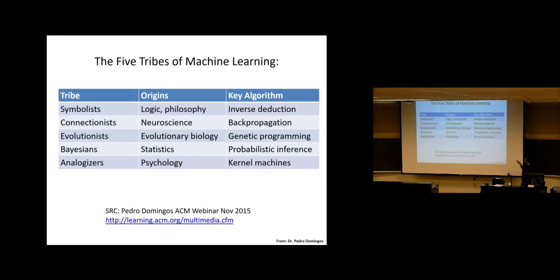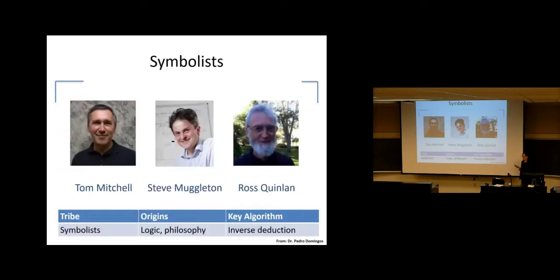This still seems kind of weird, right? What do you mean by inverse deduction, backprop, genetic programming, probabilistic inference, or kernel methods? So let's think about how to put them into those 5 nutshell modules we had. All right, the symbolist leading researchers are Tom Mitchell, Steve Muggleton, and Ross Quinlan. We already listed them here, right? Their main idea is logic. Actually, to be a bit loose with the term, most rule-based systems have their roots in this crowd, this tribe.